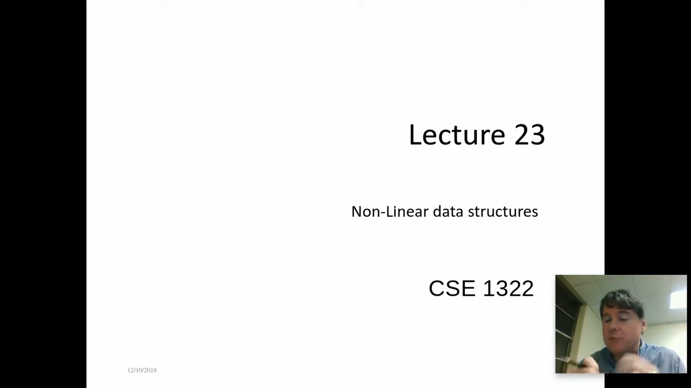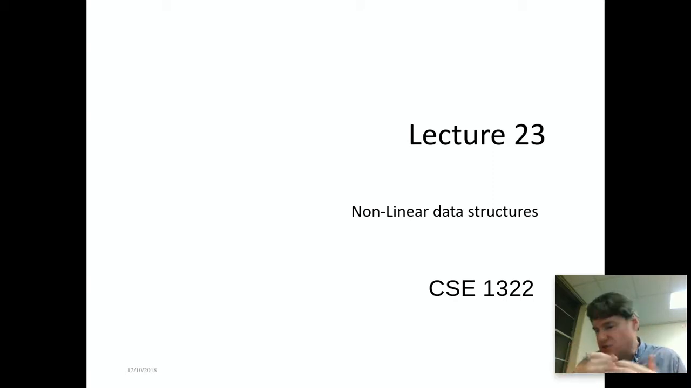And you'll remember the important thing about a stack, pancakes, is that the first one that goes in is going to be the last one that comes out. And in a queue, the first one that goes in is going to be the first one that comes out. We looked at how to implement those with arrays, how to implement those with linked lists, and so on and so forth. All of those data structures that we've so far talked about are linear in nature.